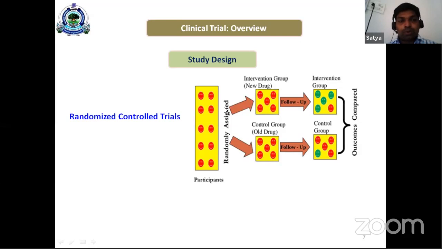So mainly I would like to say in this presentation that the randomized controlled trial is the authorized trial design, mainly to reduce bias in the trials.